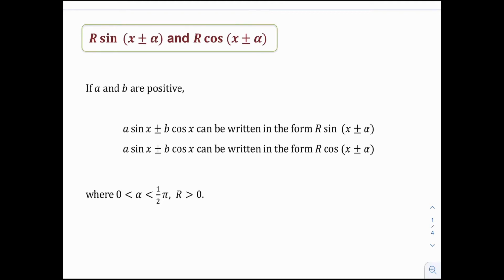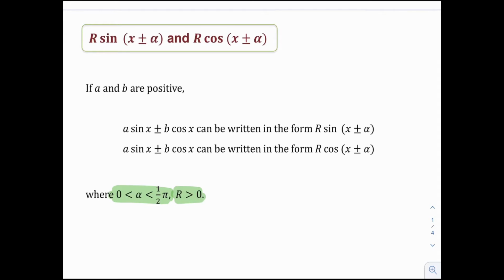Usually you'll be given two different trigo terms here, and the question will ask you to express these two different trigo terms into one trigo. It's either in the r sine or r cos x plus or minus alpha form, where the alpha must be between 0 to pi over 2 or 0 to 90 degrees, which is in the first quadrant, and the r must be more than 0, which is a positive value.